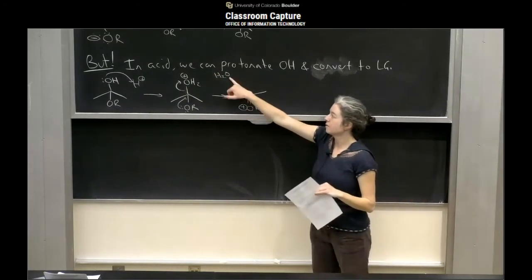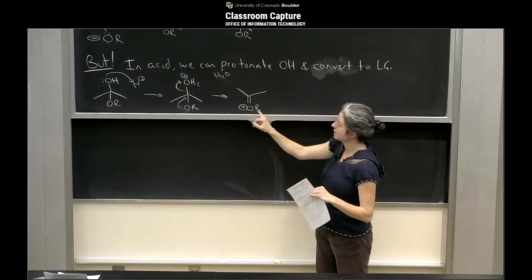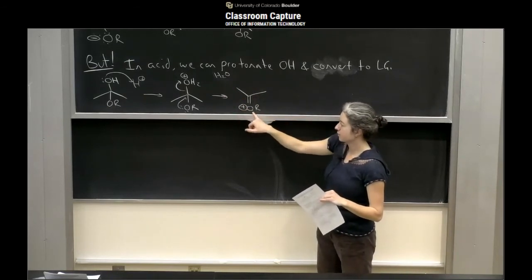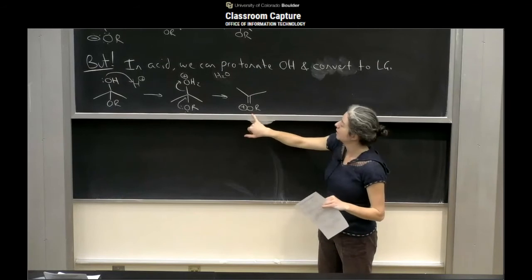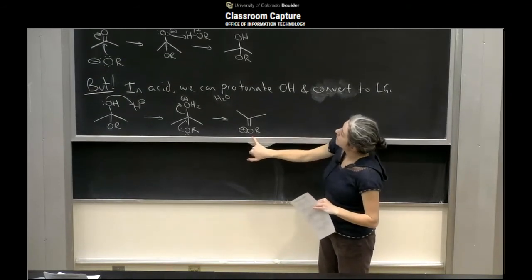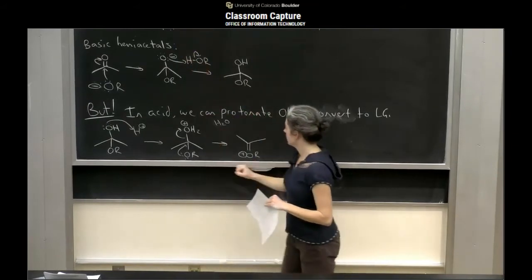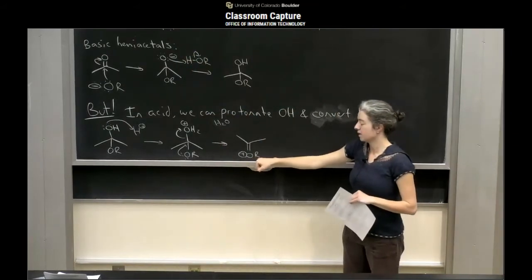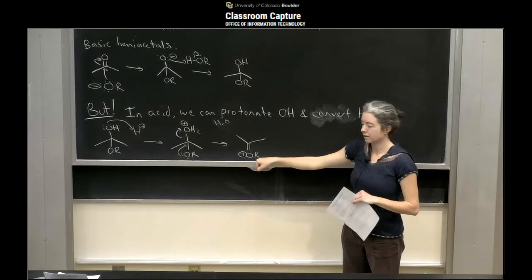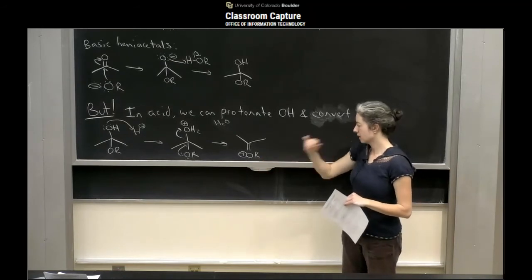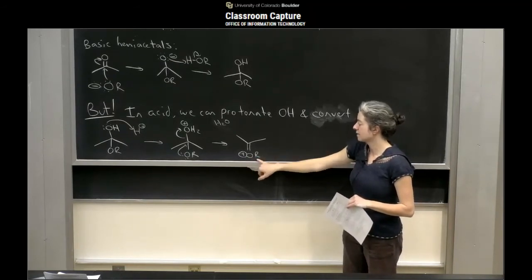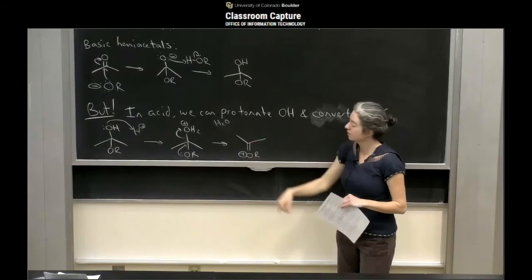Okay, so at this point, the water could come back, attack here, because if you look at this, this is looking pretty similar to a protonated carbonyl. The only difference is instead of having a double bond to an oxygen with an H on it, down here we have a double bond to an oxygen with an R on it, and that R is probably not coming off very easily. So we're not going to be able to deprotonate this. We're going to have something else come in and attack.